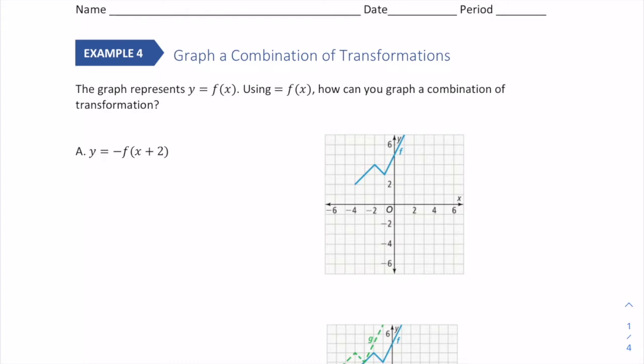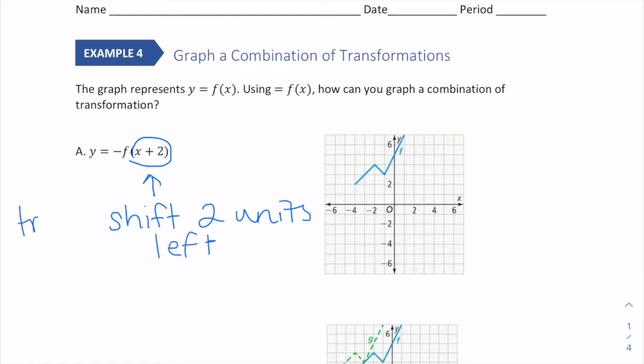So I'm going to make sure we use almost kind of an order of operations. We're going to focus on the parentheses first. So here we have this function f, right? And when we see plus 2 inside the parenthesis, that means we're going to have a shift left 2 units, or translate 2 units. I'm going to put translate over here.